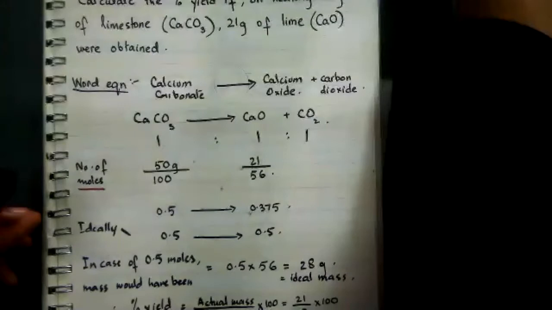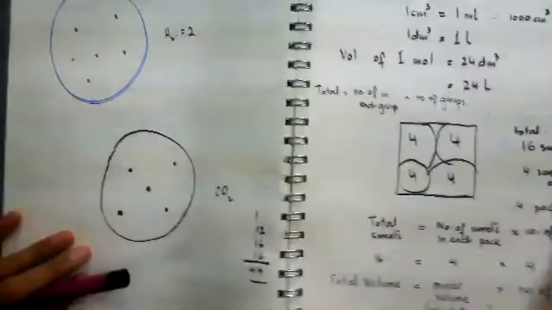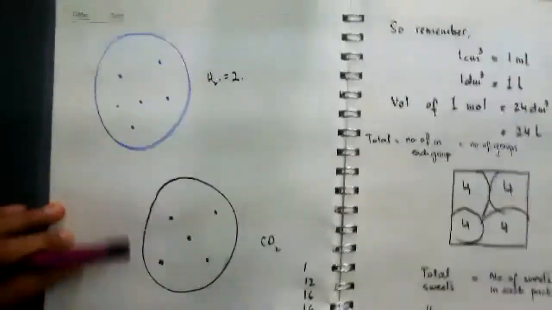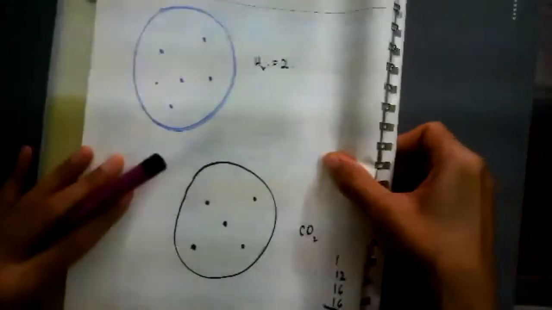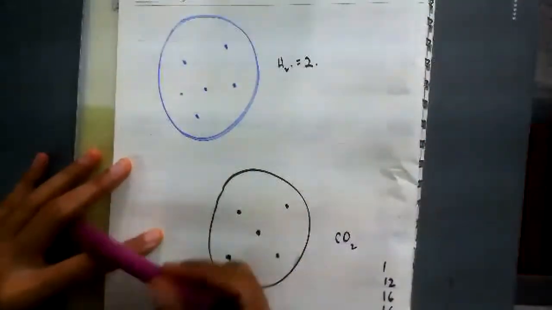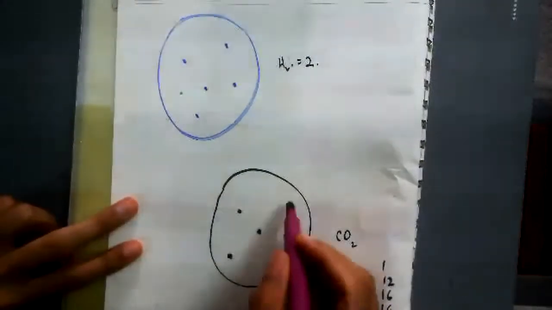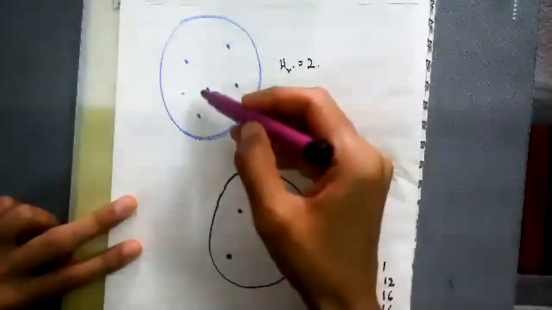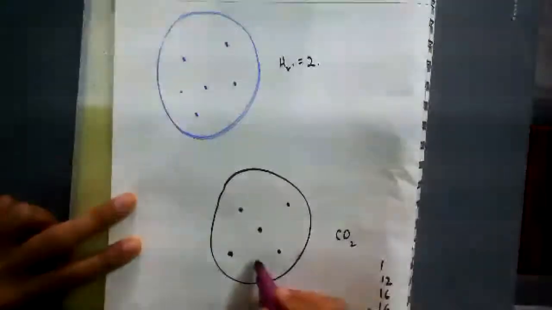See, for example, these are two balloons, or whatever containers. And I have taken 1, 2, 3, 4, 5, and 6 particles.